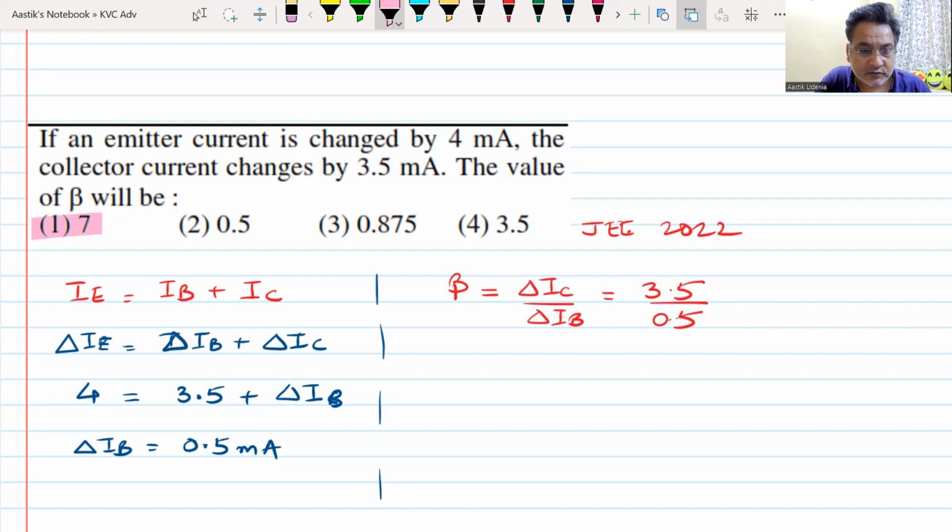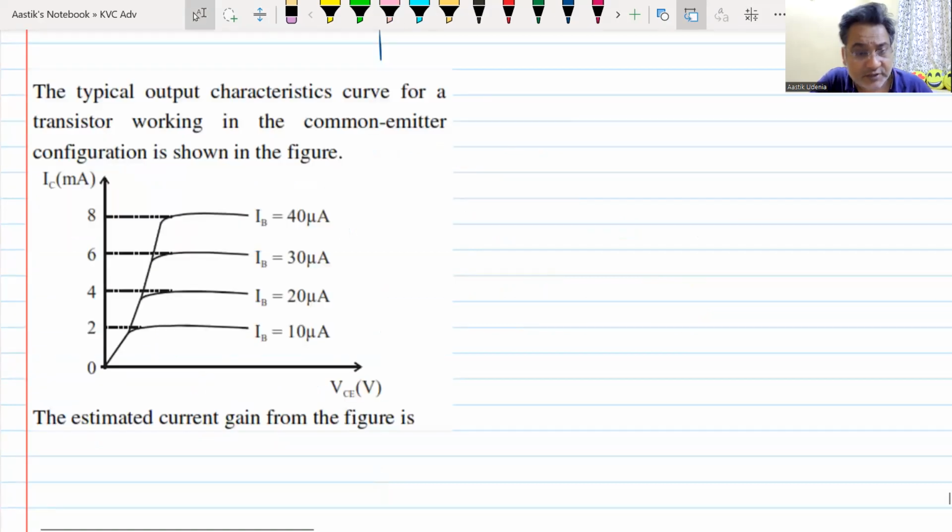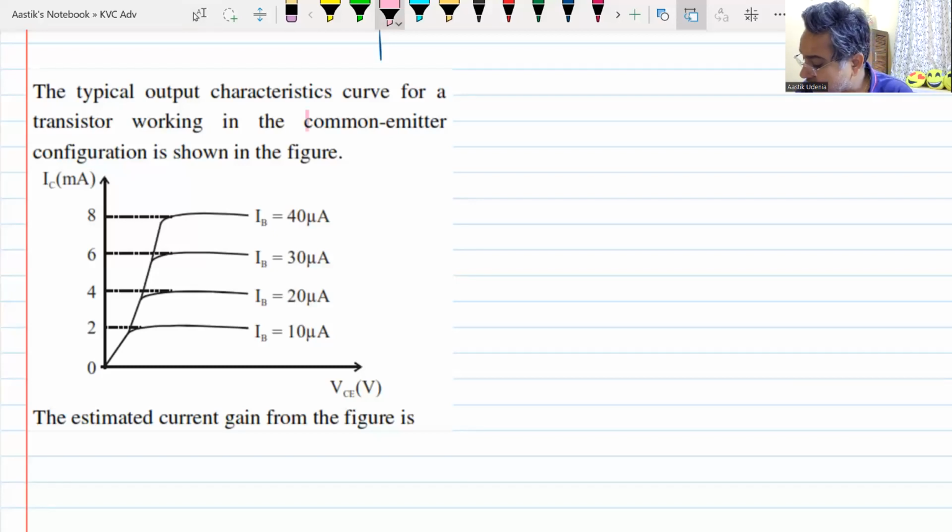Let me see if you can solve this question based on graphs. From JEE 2022, the typical output characteristic curve for a transistor working in the common emitter configuration is given like this. Can you find out the current gain from this? Current gain, my dear friends. You have to find out the gain in current. Remember, it's a common emitter configuration, so you have to find out the value of beta. Do you understand this? Yes, sir.